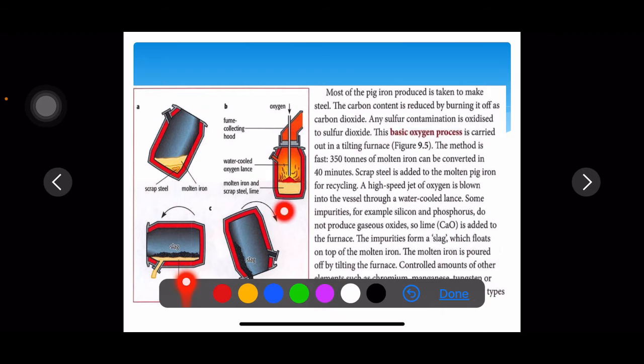The next step is the basic oxygen process. Carbon is changed into carbon dioxide by reacting with oxygen. Any sulfur impurity is changed to sulfur dioxide, which is also waste gas, and they escape from the top of the furnace. Then we add all the iron obtained from the furnace into the tilting furnace in the basic oxygen process, and oxygen gas is blown into the tilting furnace.